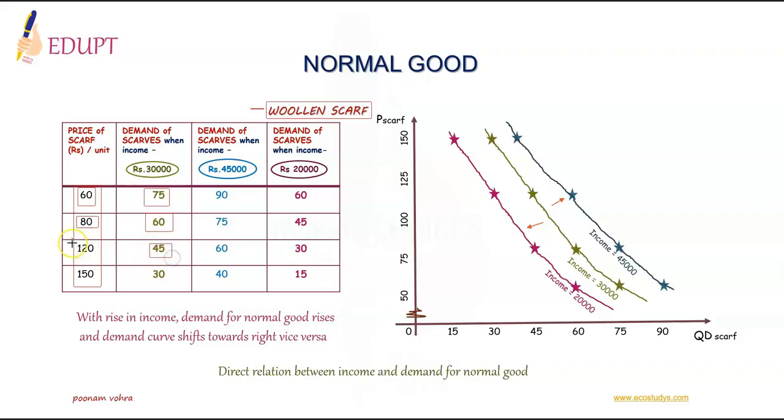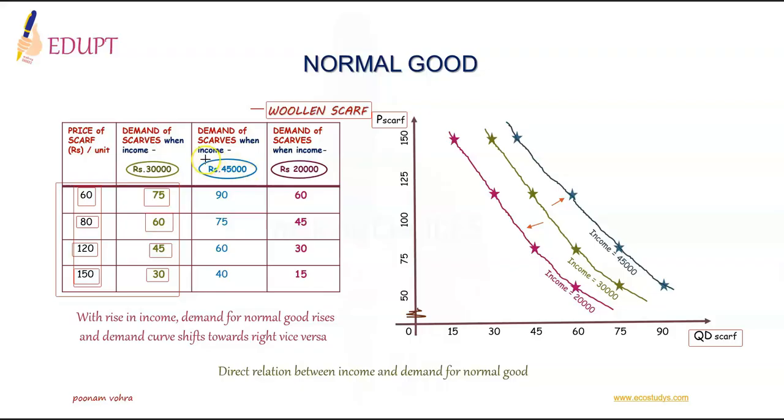45 units are purchased when price is 120 per unit. 30 units are purchased when price is 150 per unit. This shows that as the price rises, demand for scarves go on falling. This can be shown diagrammatically. And for that, quantity demanded of scarves is taken on x-axis, price of scarves on y-axis. By plotting these points, one gets a curve which is downward sloping, demand curve.